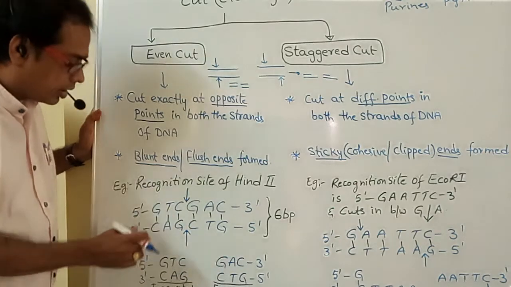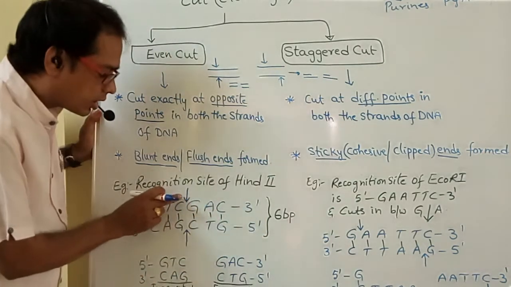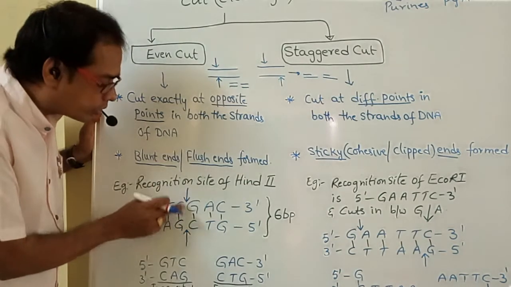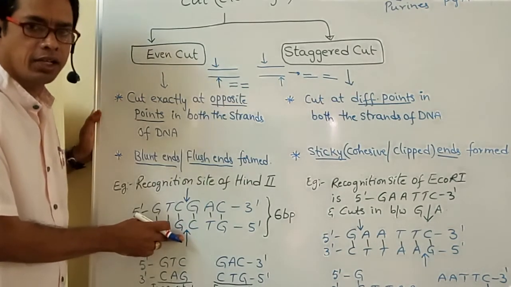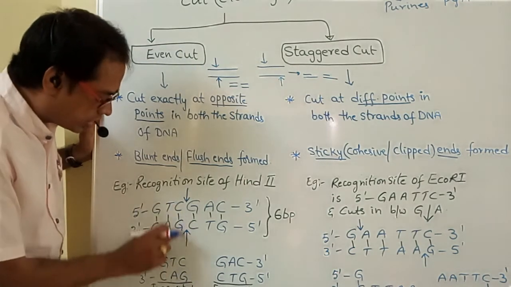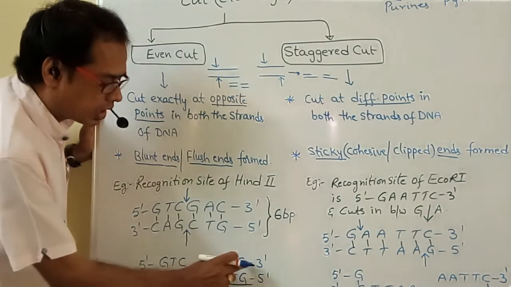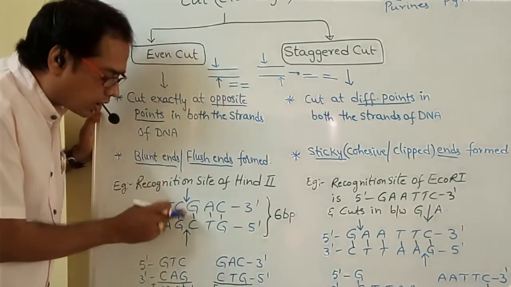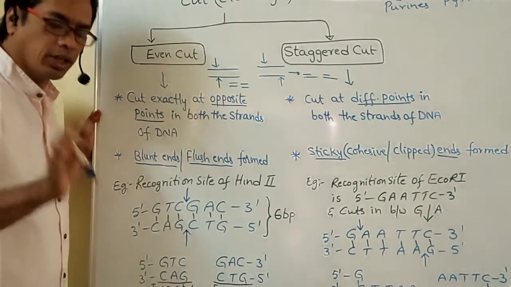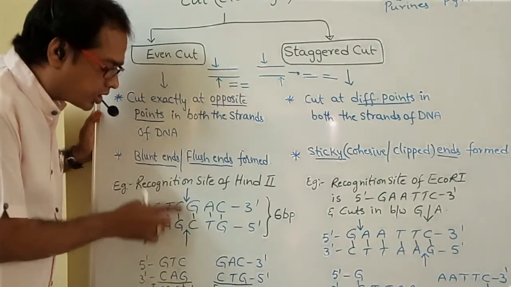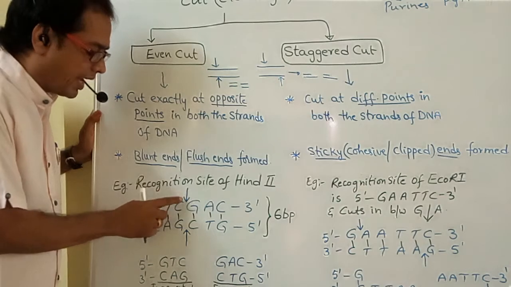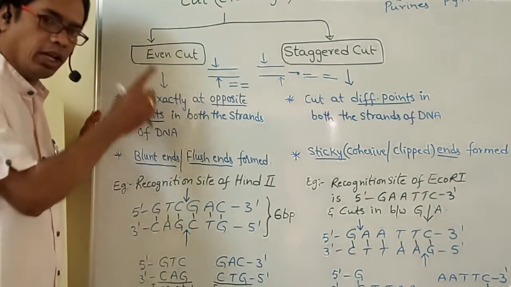If we cut, it is cutting exactly at opposite points, which is called even cut. So like this I cut: GTC is one fragment, GAC is another fragment. This cut in both the DNA strands together is called one cut. This is not two cuts. So cutting exactly at opposite points is called even cut.